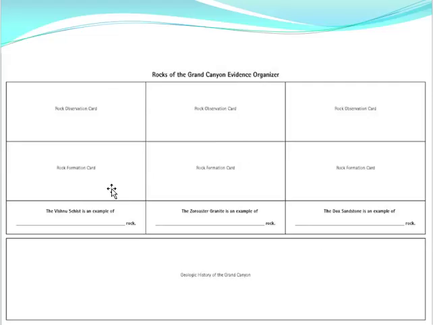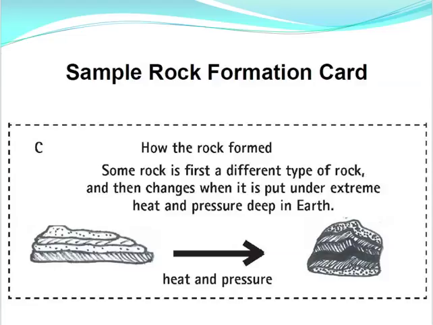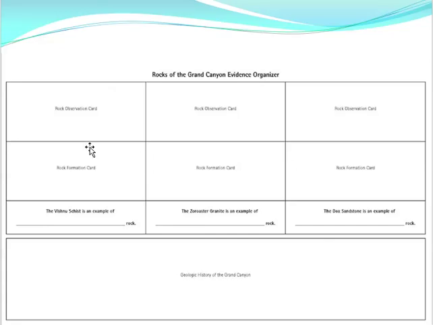So once you look at your rocks, decide which one you think is a metamorphic rock, and then you're going to write, so if you think that Vishnu schist is a metamorphic rock, you're going to place this here for how the rock formed, and then on this line you're going to write Vishnu schist is an example of metamorphic rock. And then you're going to do the same with the igneous and the sedimentary rock formation cards. All right, and at that point, you'll have the top 2 rows of this filled in with cards, and the third row filled in with your handwriting. You're either going to write metamorphic, igneous, or sedimentary based on what you think.